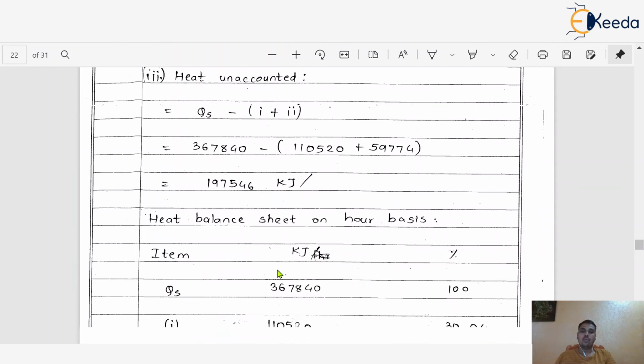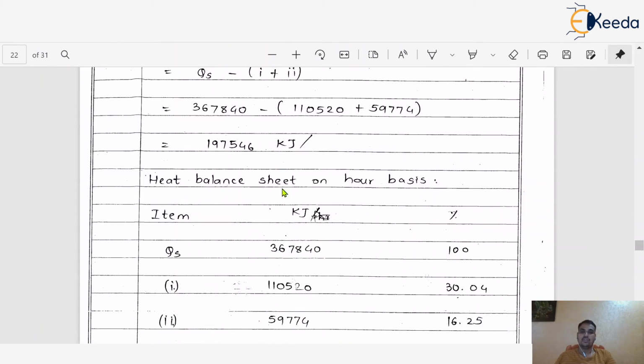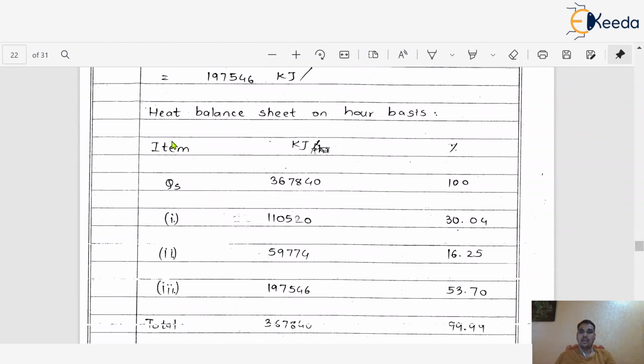So now we are going to draw a heat balance sheet on our basis. Again we have to write heat balance sheet on our basis. The first column indicates the items as we already discussed in the theoretical part. The second column indicates the kilojoule, this is about the heat, and this is about the percentage value.